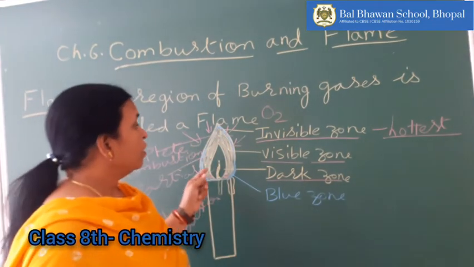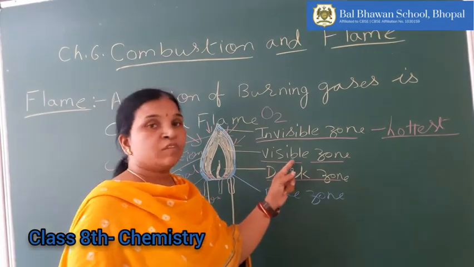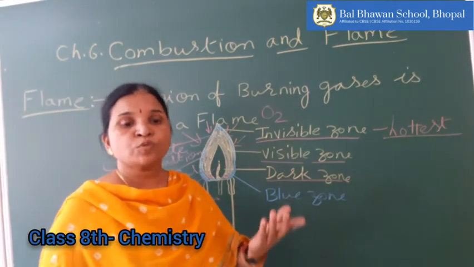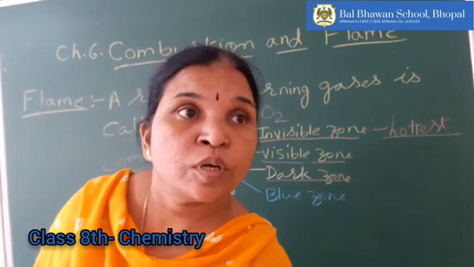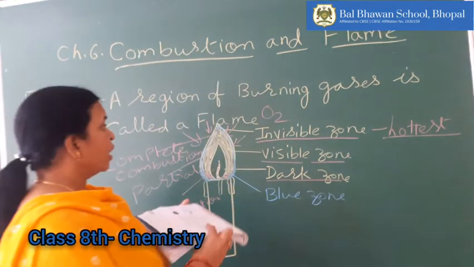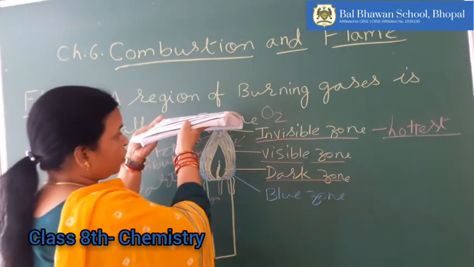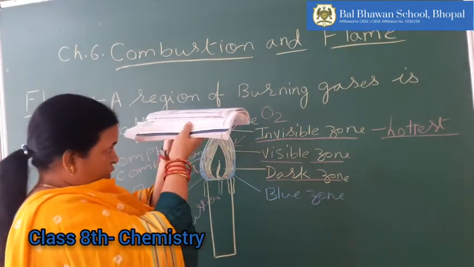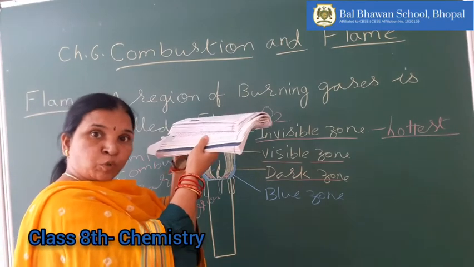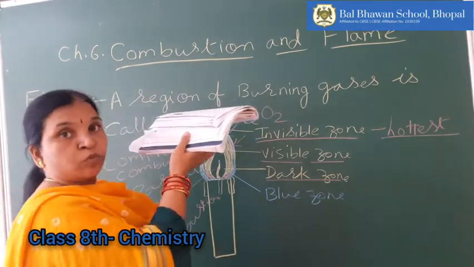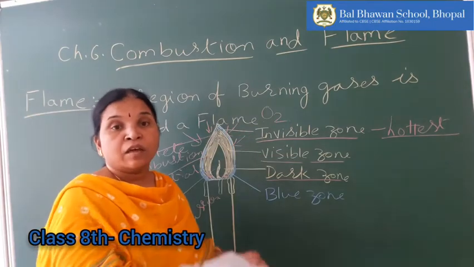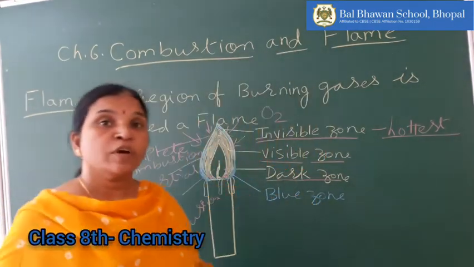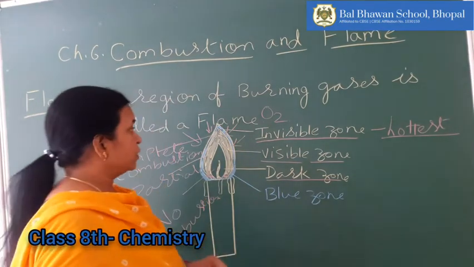The second thing we have already discussed, that is, the visible zone contains unburnt carbon particles. So how to test it? Suppose you are keeping a paper or some hardboard on this visible zone, you will find the lower side which is exposed to this visible zone will turn black in color. Why will it turn black in color? Because of the deposition of unburned carbon particles.